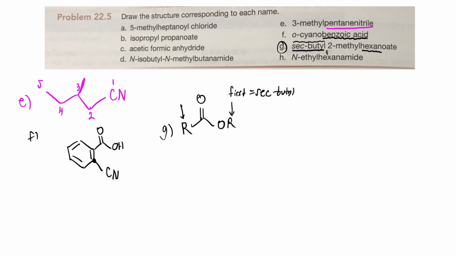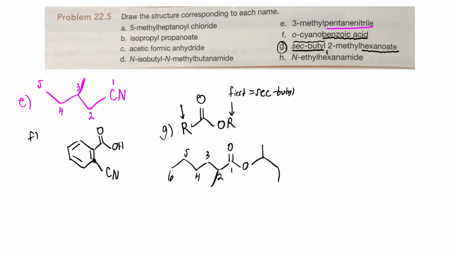So let's draw hexanoic acid. I always count my carbons because I generally make mistakes, as I just did. Okay, so 1, 2, 3, 4, 5, 6. Double check everything. Put a methyl group at carbon 2. Okay, and so that's my 2-methyl hexane portion. Okay, and then I want to draw my sec-butyl group there. There's the sec-butyl group, okay?